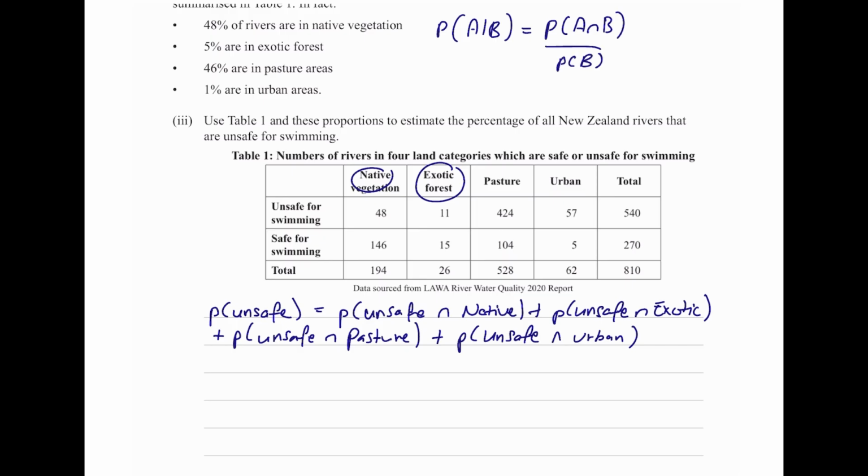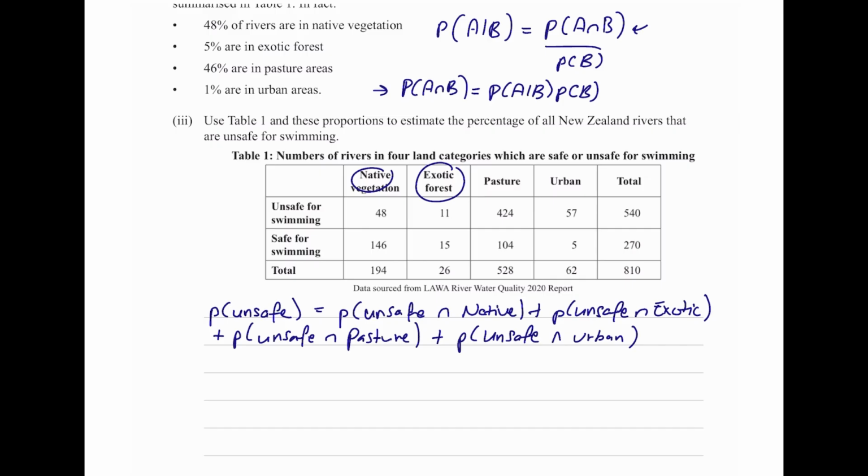This is our conditional probability rule. Okay, so we've got an intersection here, right? So we can rearrange this so the probability of A and B occurring is equal to the probability of A given B multiplied by the probability of B. So if we multiply by the probability of B on both sides, we'll get that there.